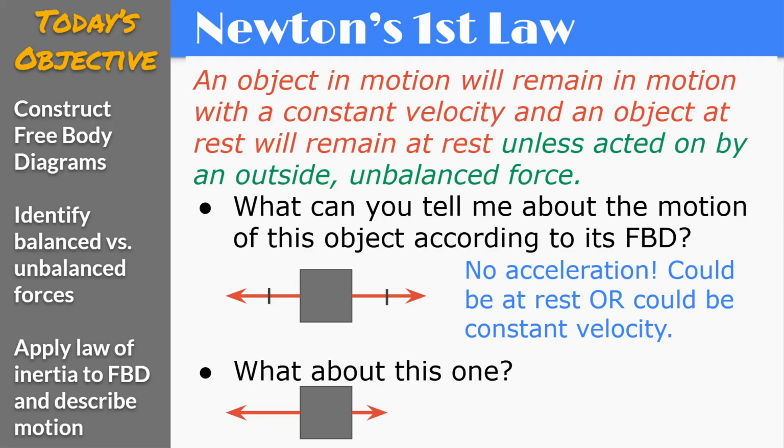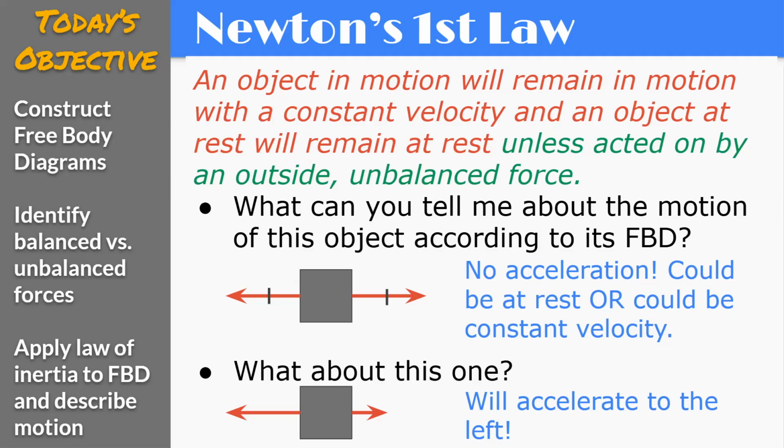But we have a second one. That one down there, that's the second part of the phrase, unless acted on by an outside unbalanced force, because that one has unbalanced forces. So that object would be accelerating. Specifically, it would be accelerating to the left. That doesn't mean it's moving to the left. It means its acceleration is leftward.